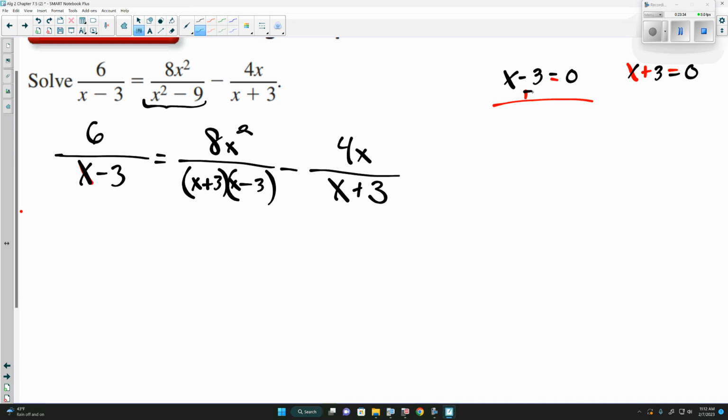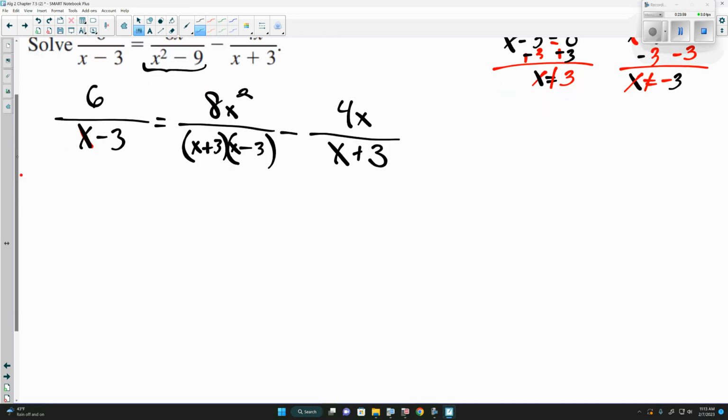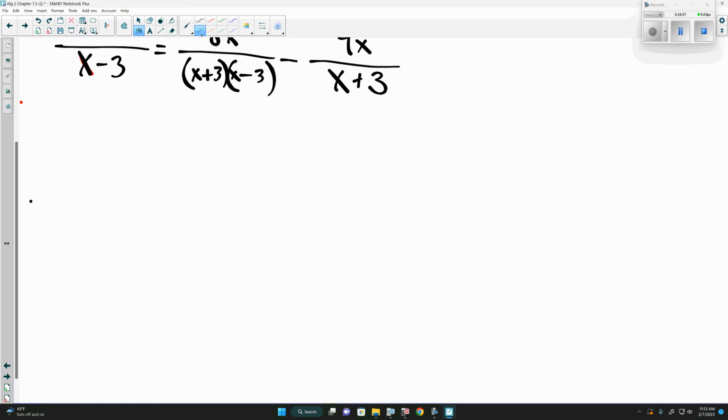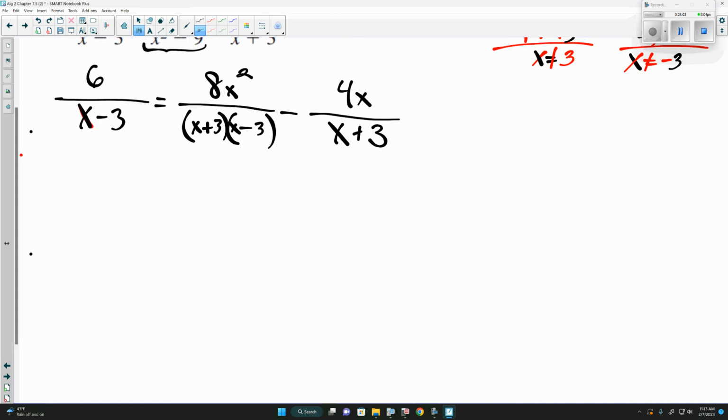So for the x minus 3, we would add 3 to both sides, telling us if x is equal to 3, we would have a denominator of 0, so it doesn't work. For the other one, we would minus 3, telling us x cannot be negative 3. So if we have positive or negative 3, that would be an extraneous solution, and it would not work. Any questions on extraneous solutions or anything we've done for this problem so far?